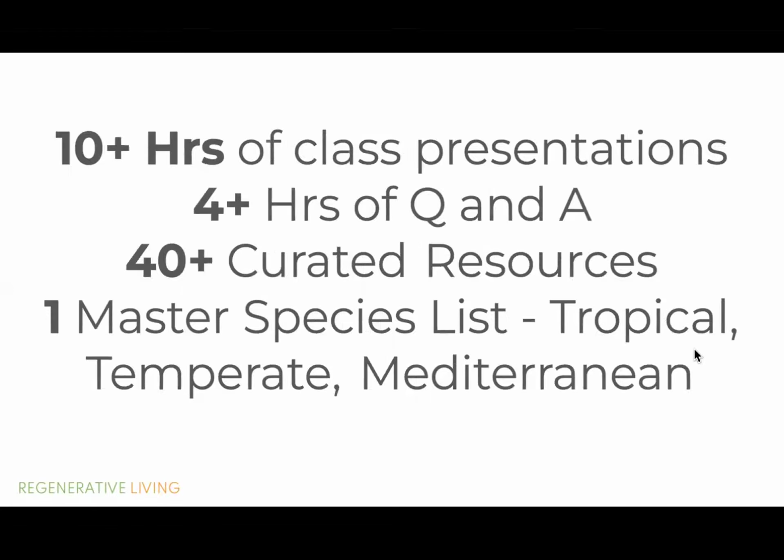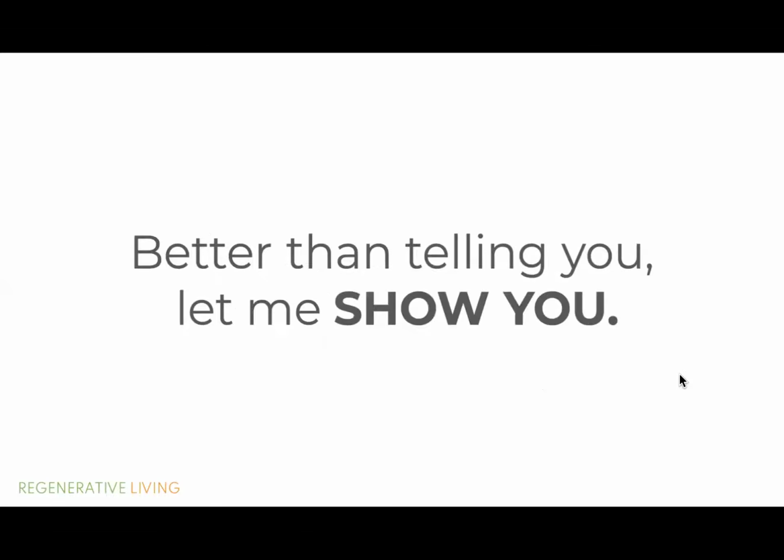In that, we've got 10 hours of class presentations. We've got 4 hours of class Q&A. We've got 40 curated resources. We have a master species list that covers tropical, temperate, Mediterranean. It's really meant to be the first next best step for anybody who has no experience with syntropic agroforestry, or those that have, but they want something really condensed, something in English language and something that has resources that they can access in the long term.